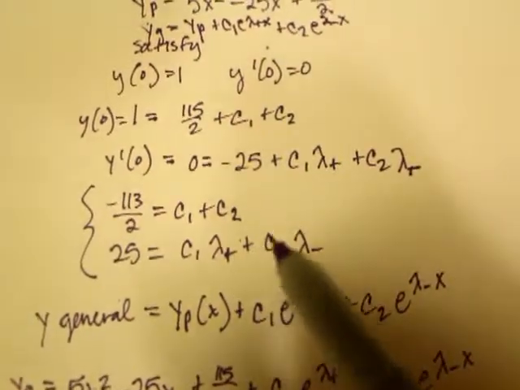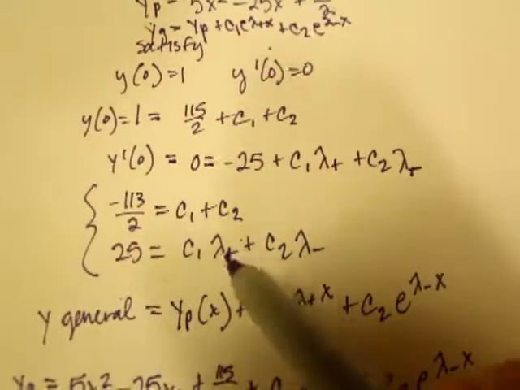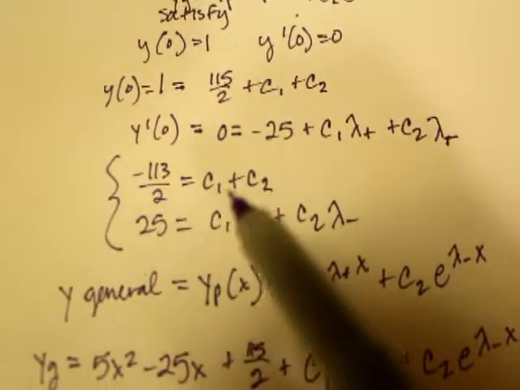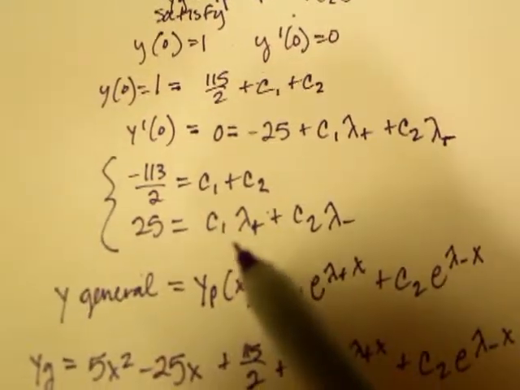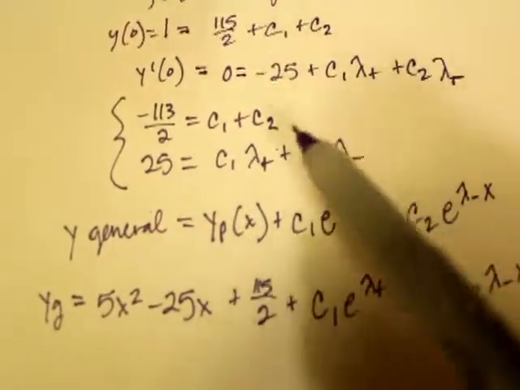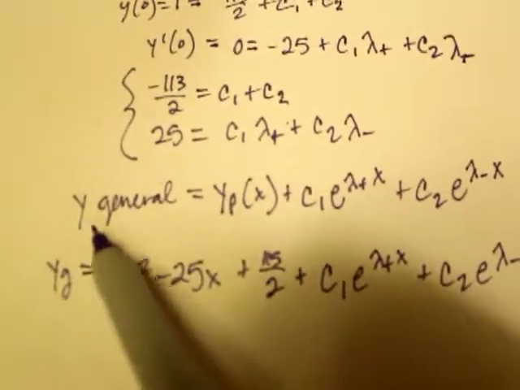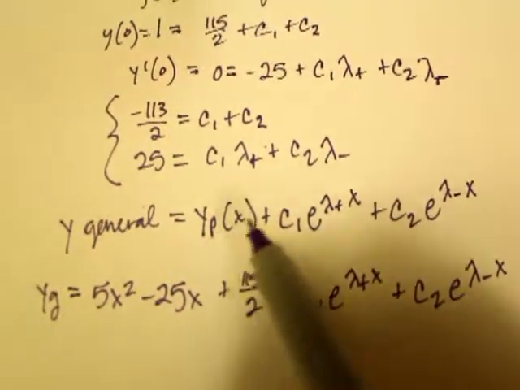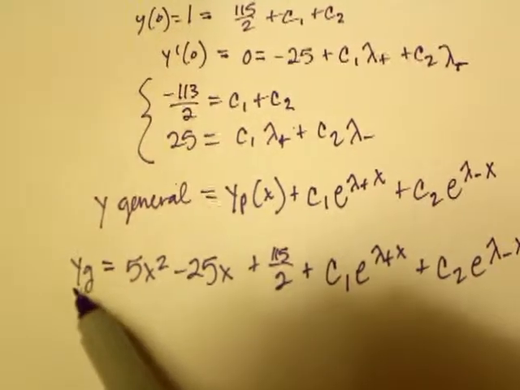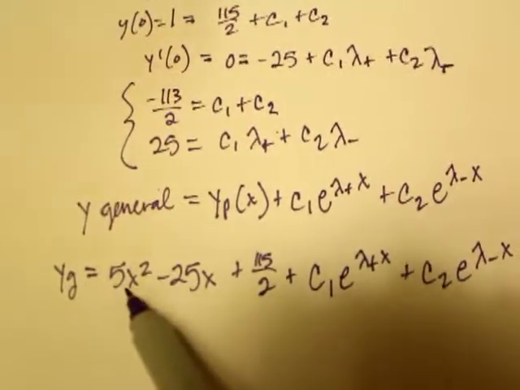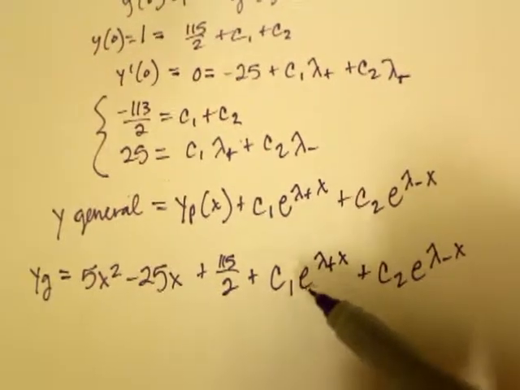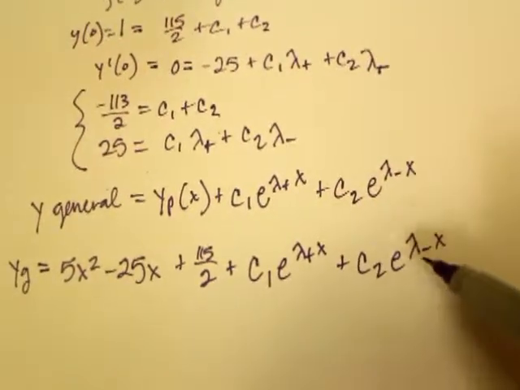Now I won't show the math here, but in order to find c1 and c2, you'd plug in your lambda_plus and your lambda_minus and solve these equations. This is a bit much algebra, I think, even for the final, and we didn't have to do this on the first midterm. But just know that you could do it if you need to, but it would be a lot of algebra. So then eventually we end up with this y general solution. We have our particular solution plus the solution to the homogeneous equation. I'm calling it yg = 5x^2 - 25x + 115/2 + c1 e^(lambda_plus x) + c2 e^(lambda_minus x).